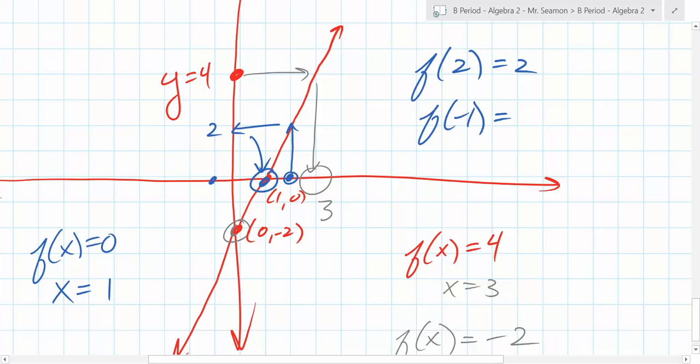Here's negative 1 right there. 1, 1, 2, 3, 4. It looks like this right there is negative 4.